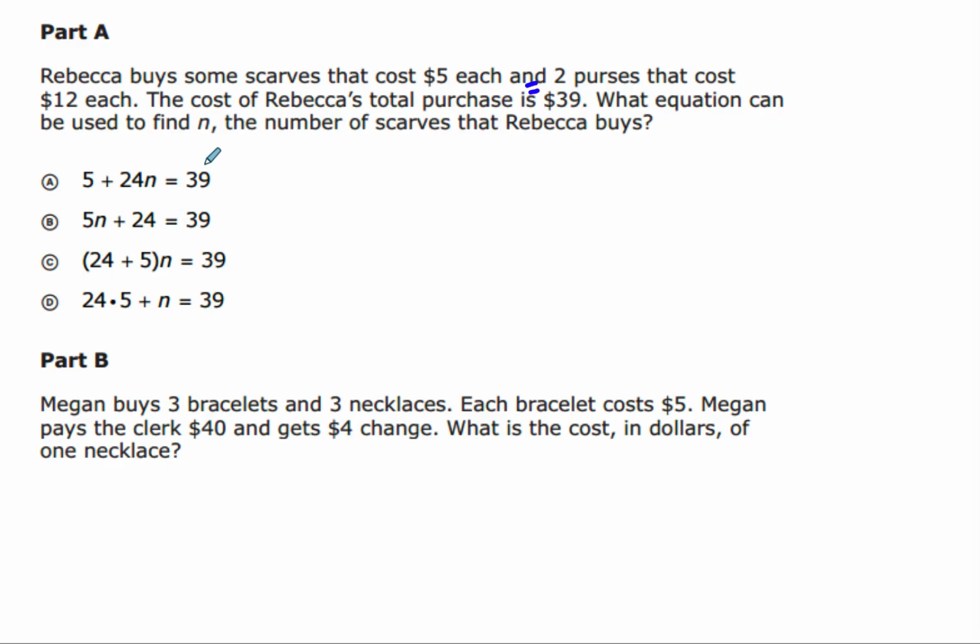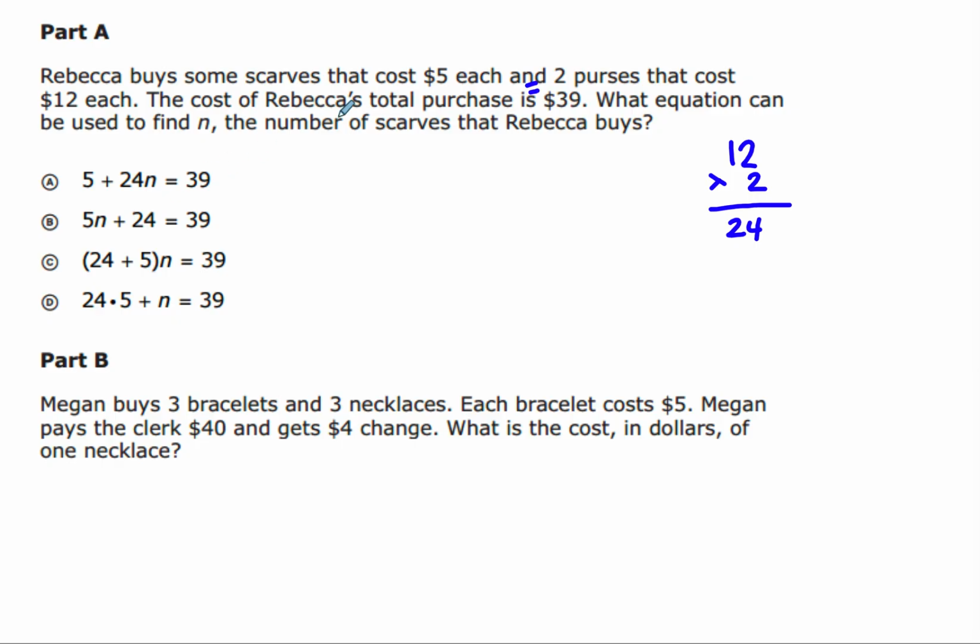So let's see. N is the number of scarves. So I got to go back up here. Scarves are $5. So 5 has to go with the n. All right, and then 2 purses that cost $12 each. Now, I don't see the number 12 here, but I know that if I'm buying 2 purses and they cost $12 each, I can do 12 times 2, and I'm going to get 24 for my purse cost.